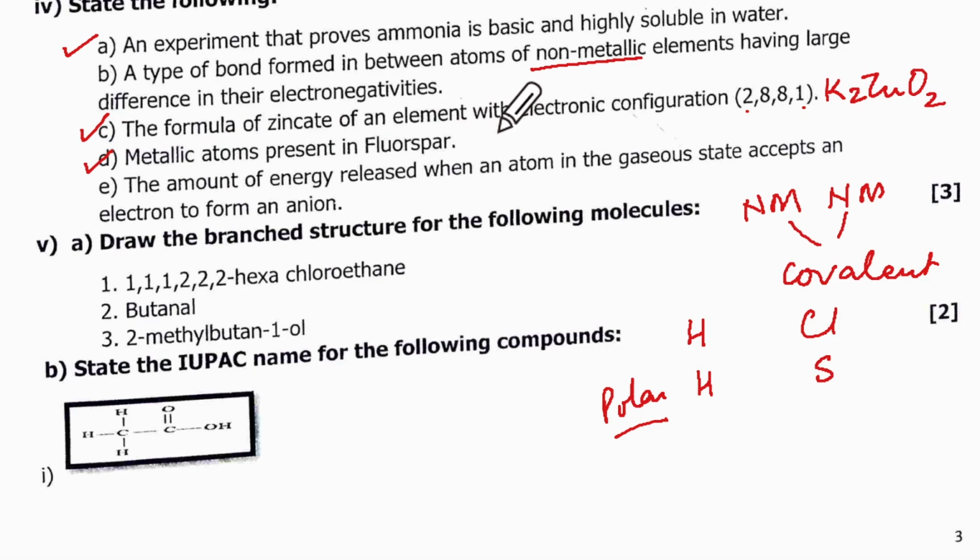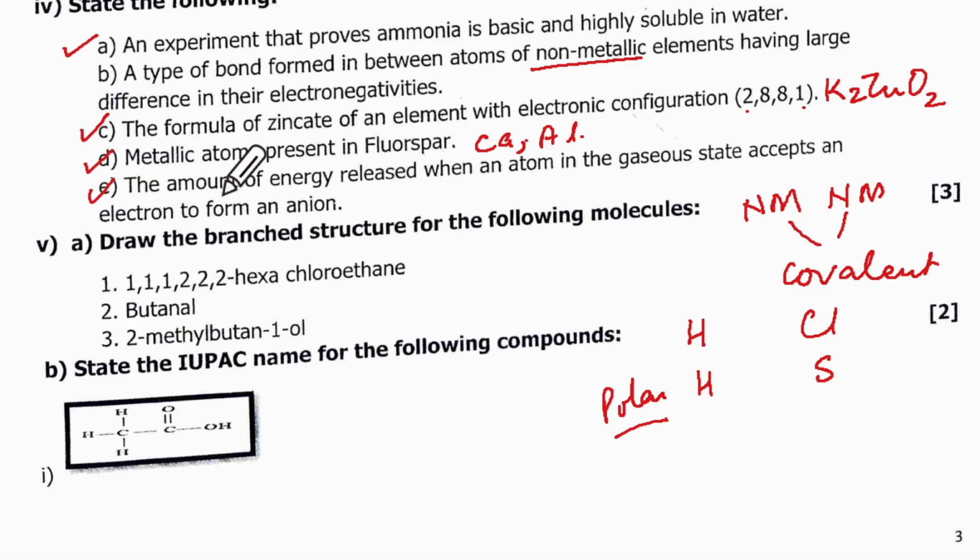Then we come to the metallic atoms present in fluorspar. Now fluorspar is what? CaF2, not Ca3AlF6. So Ca and Al. So metallic atoms will be, you'll have to spell out calcium and aluminium.